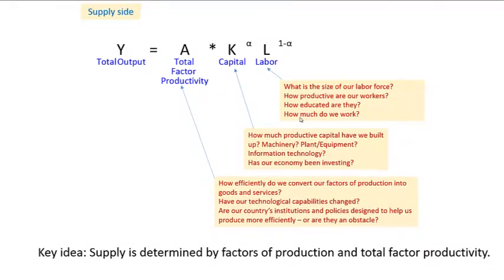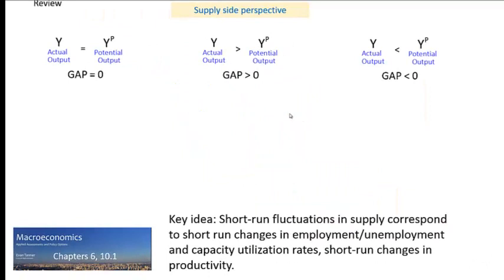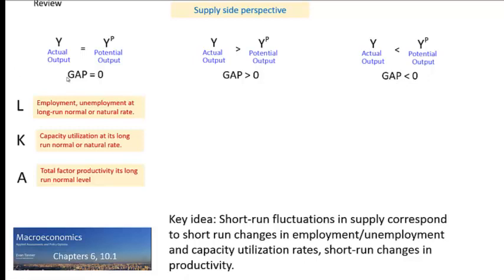Are we running policies that are designed to help us produce more efficiently, or are our policies and institutions an obstacle to producing? Now we're going to consider three cases: when the output gap is equal to 0, the output gap is above 0, and the output gap is below 0. When the output gap is equal to 0, that is to say when our actual output is equal to potential output, the employment or unemployment rates of labor are at their long-run normal or natural levels.